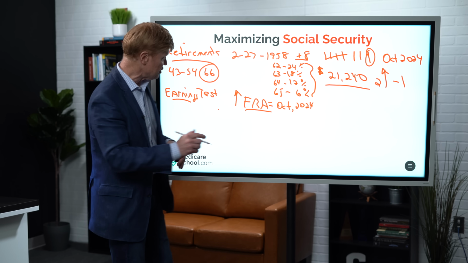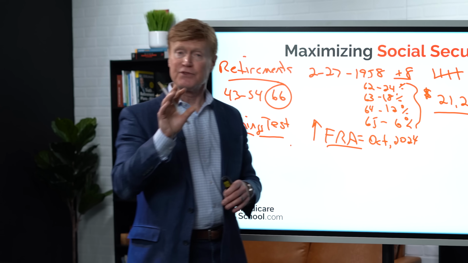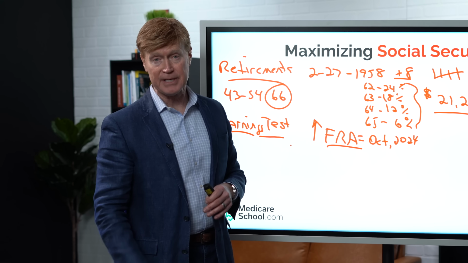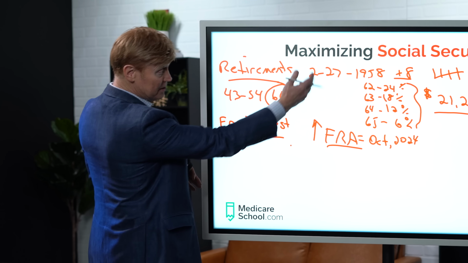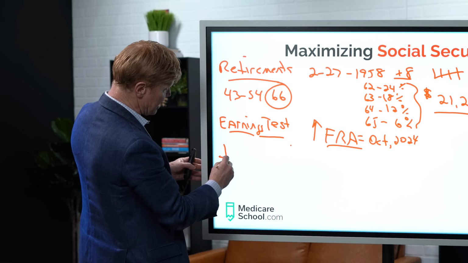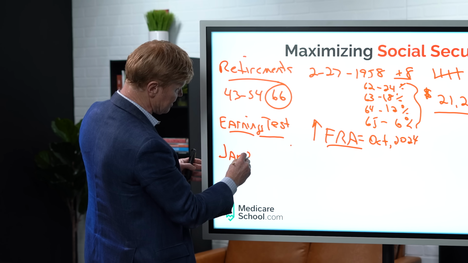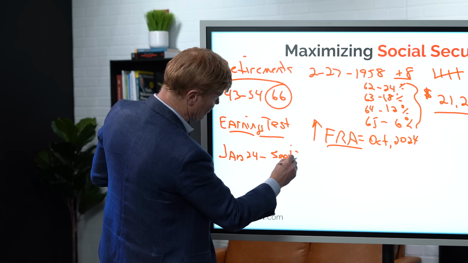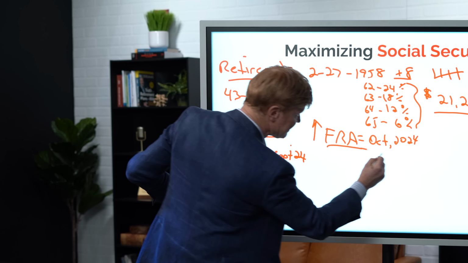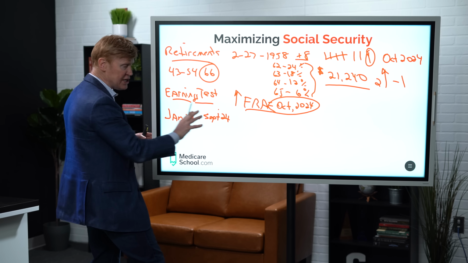Now, what happens though, the earnings test changes the year I turn full retirement age. Now keep in mind, I'm not there yet. It's just the year I turn. So in my example, if someone born today, this would be January of 24, up to September of 24. So again, I haven't hit that full retirement age yet, but it's the year I'm doing that.